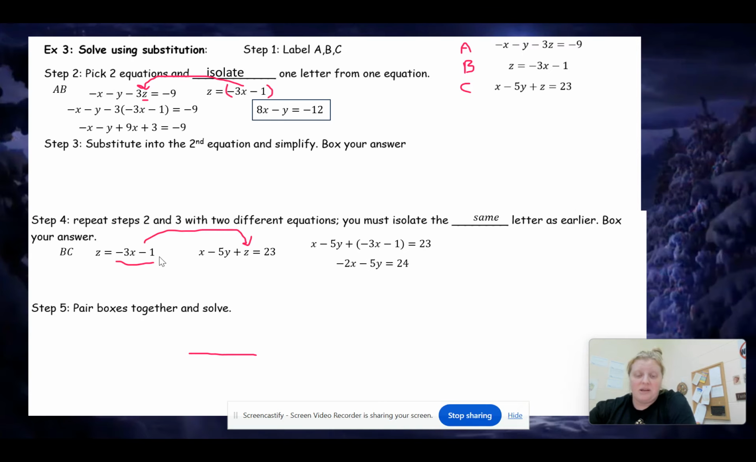We're going to combine like terms. And this -1, I'm going to move over here. That way all my stuff is in order. And then put a box around that. And then step 5, we're going to finish this like we finish elimination. We're going to stack our boxes up, and we're going to pick a letter to get rid of. So I know for me, I would probably get rid of x's.